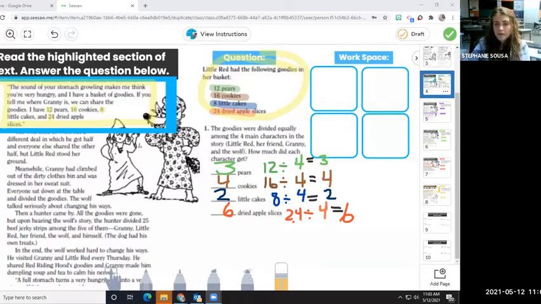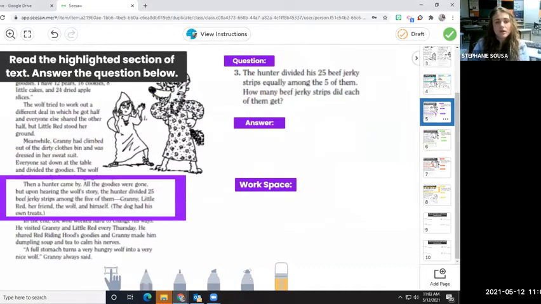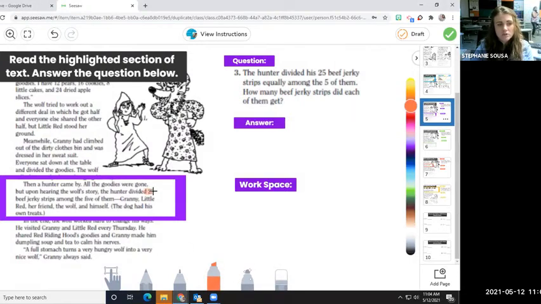Okay, let's take a look at slide 5, please. Slide 5, read the highlighted section of text, answer the questions below. Here we go. Then a hunter came by, all the goodies were gone. But upon hearing the wolf's story, the hunter divided 25 beef jerky strips among the 5 friends: Granny, Little Red, her friend, the wolf, and himself, because the dog had his own treats.